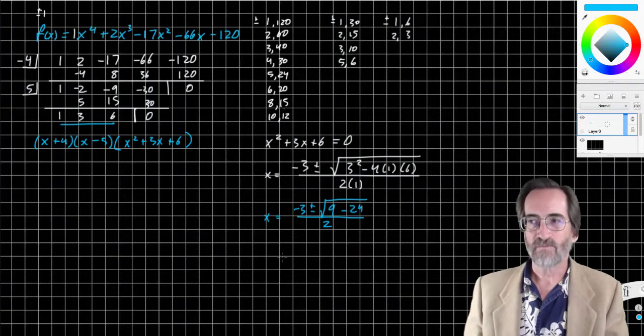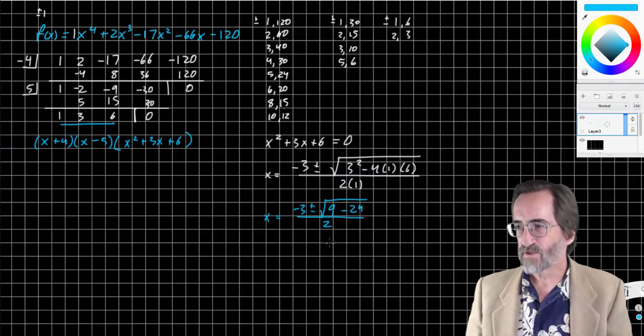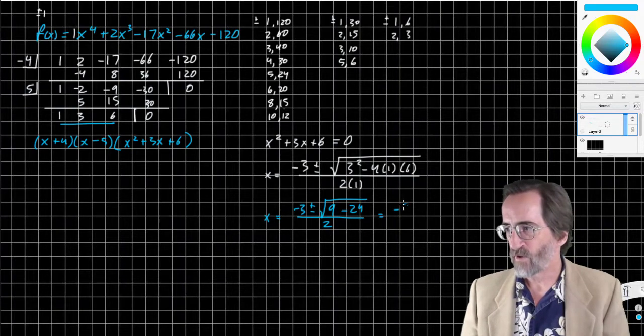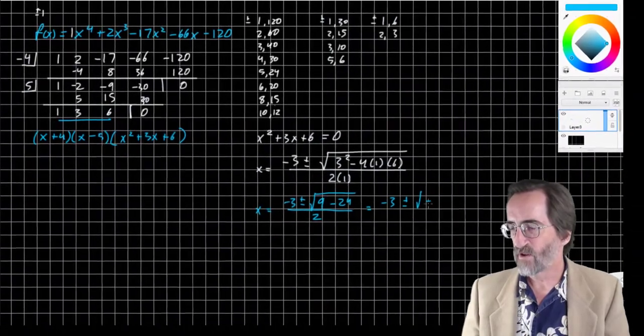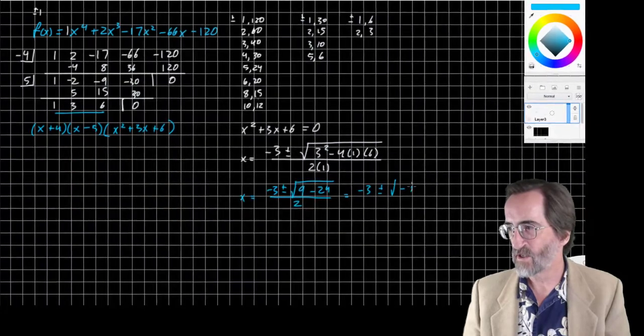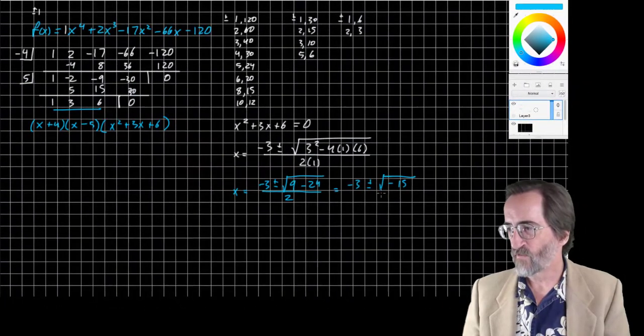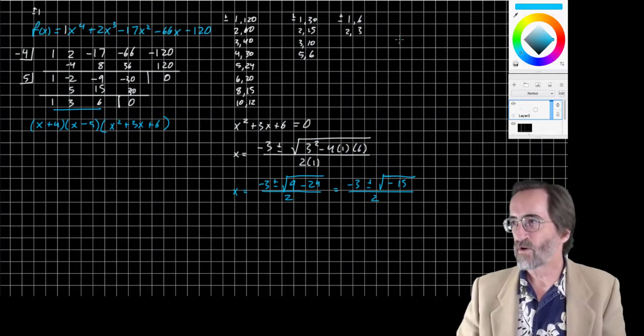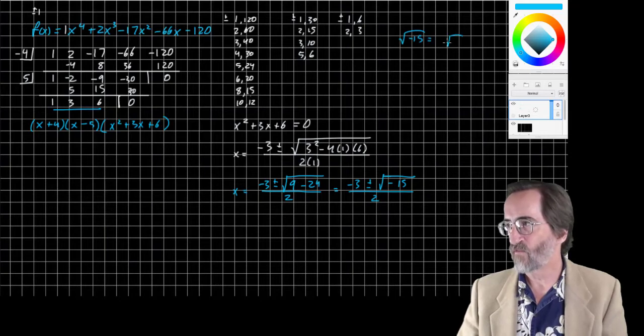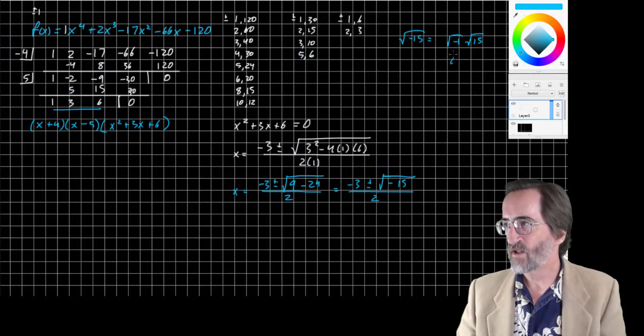That's where complex numbers come in. Okay? So this is the square root of negative, so I'm going to extend that out here, plus or minus the square root of negative 15. Basically what we do is we think of the square root of negative 15 as the square root of negative 1 times the square root of 15. And the square root of negative 1 is i. So there we go. So this is negative 3 plus or minus i root 15 over 2.